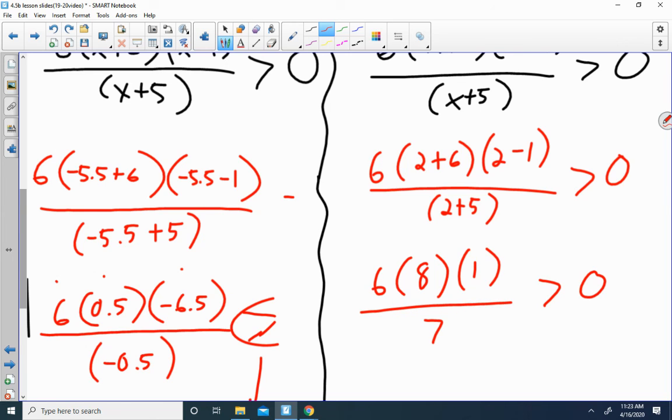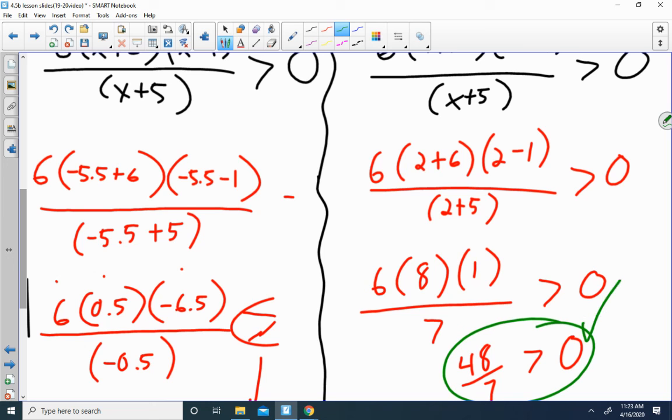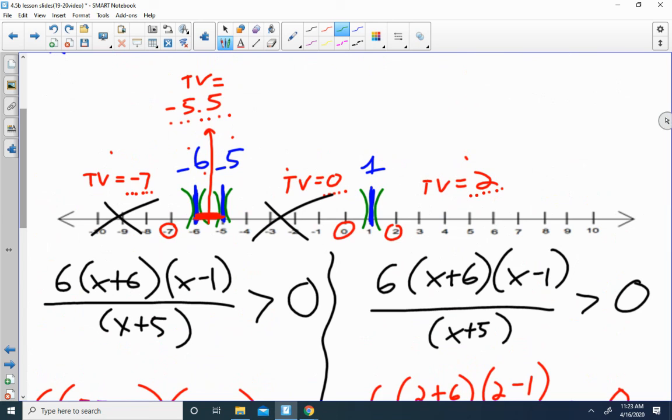Multiply everything on top. 6 times 8 times 1 will give you 48. On bottom, you get 7, greater than 0. And, well, you don't need to simplify 48 over 7. You very well know that that is bigger than 0, so that checks out. Which means we can shade the fourth interval.